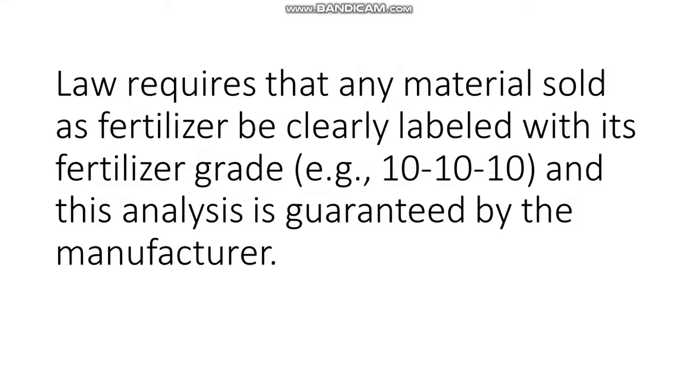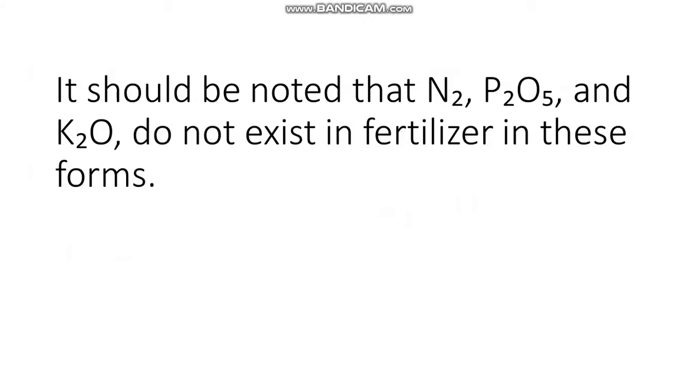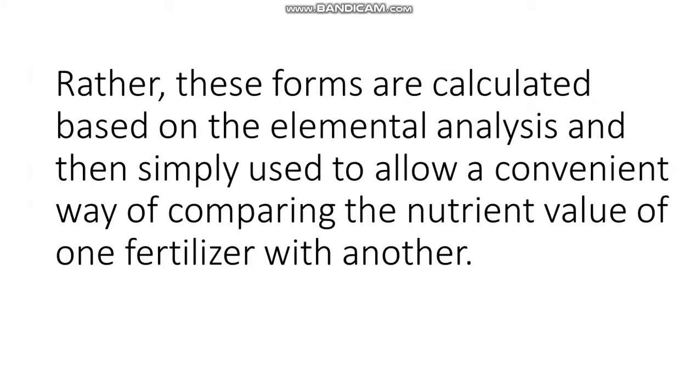Law requires that any material sold as fertilizer be clearly labeled with its fertilizer grade, and this analysis is guaranteed by the manufacturer. The first number in the series is the percent N, the second number is the percent phosphate, and the third number is the percent potash. It should be noted that nitrogen, phosphorus, and potassium do not exist in fertilizer in these forms. Rather, these forms are calculated based on the elemental analysis and then simply used to allow a convenient way of comparing the nutrient value of one fertilizer with another.